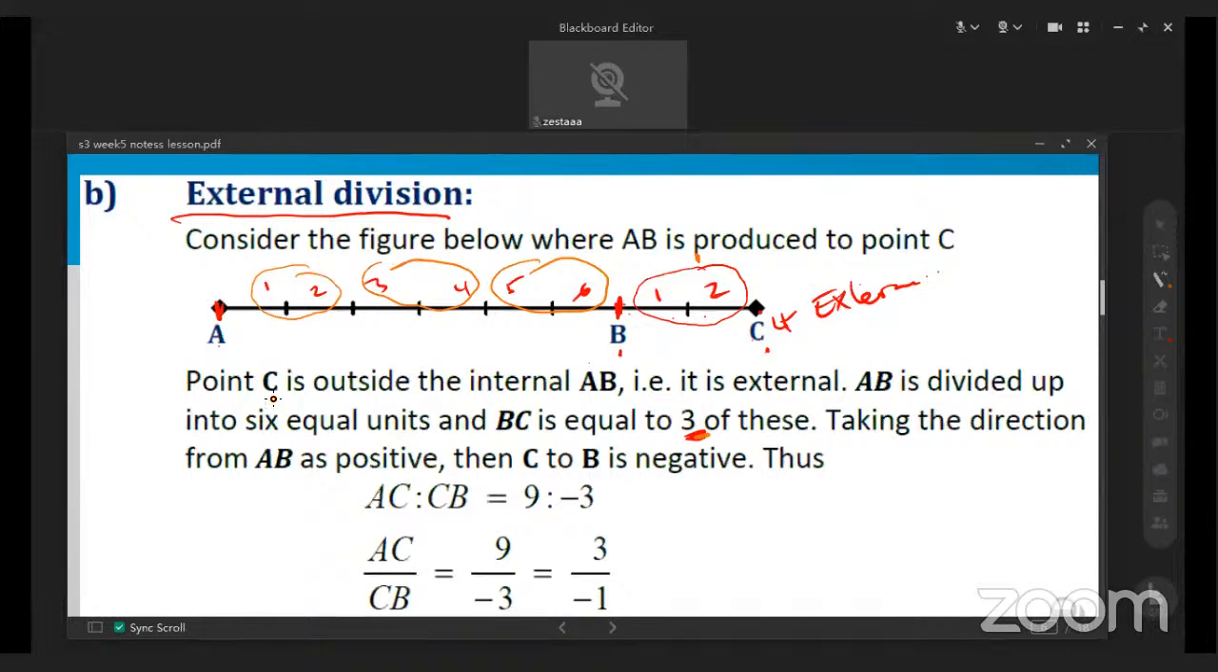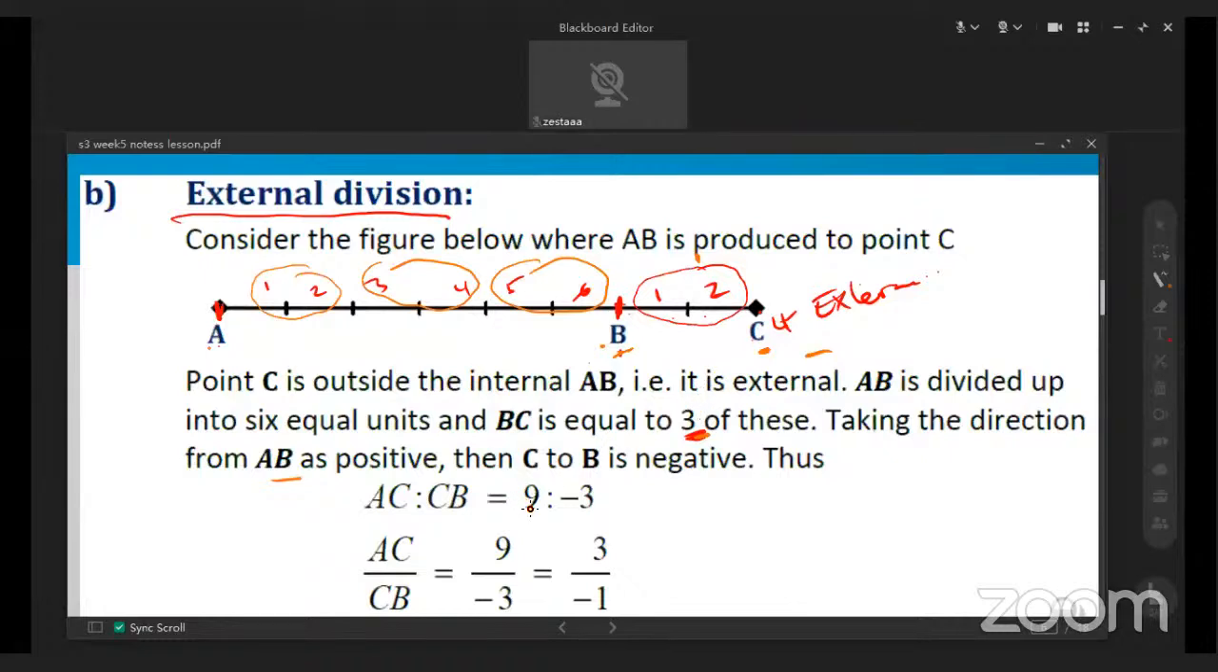I repeat on this. When you have these 2 points, BC, we say it is externally dividing AB. It means that C is outside. So it is 3 times from here to the other. So now what are we doing? We are taking the direction of AB. From A to B, it is positive, okay? But from C to this B here, it is negative because we are moving in the opposite direction.